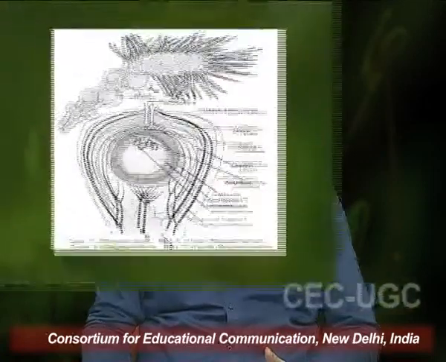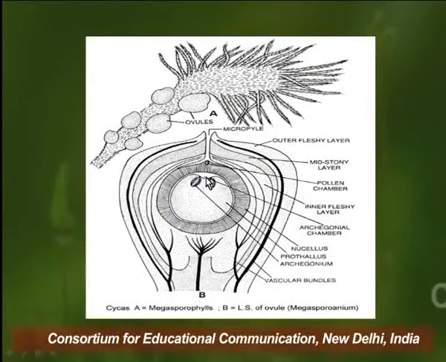This can be seen with the help of this diagram, where the nucellar cells degenerate at the micropylar end to form a pollen chamber. Now this pollen chamber will host pollen grains. Just below the pollen chamber, the archegonia are found within the female gametophyte. So there is a female gametophyte surrounded by nucellar cells, and here is the pollen chamber.